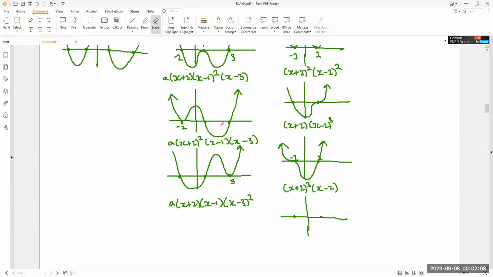Lastly, this one doesn't have 2, it would have 1 x-intercept, something like that. Well, it has to come from here, it has to go to here, and it also has to have 4 brackets because this is quartic. How do I do that?